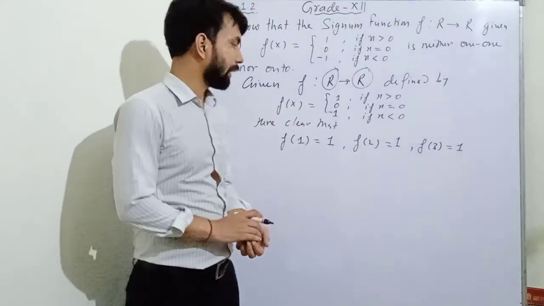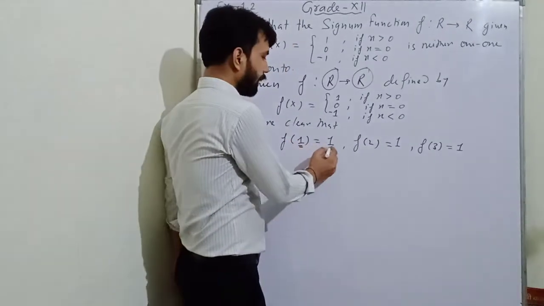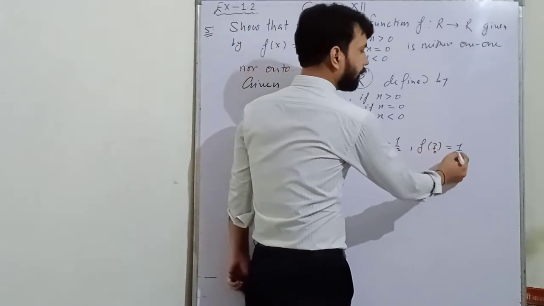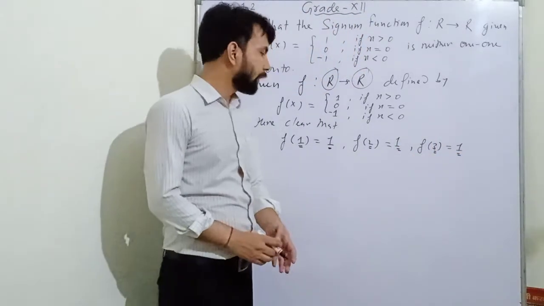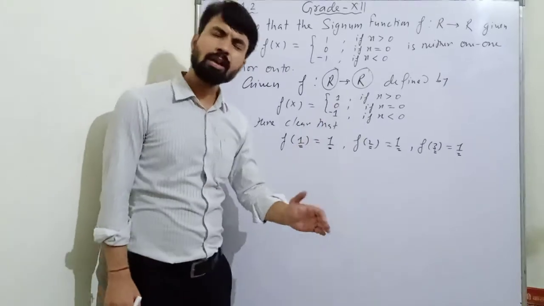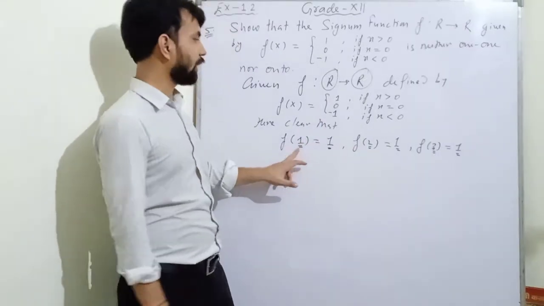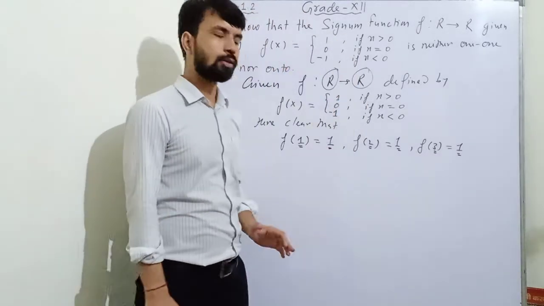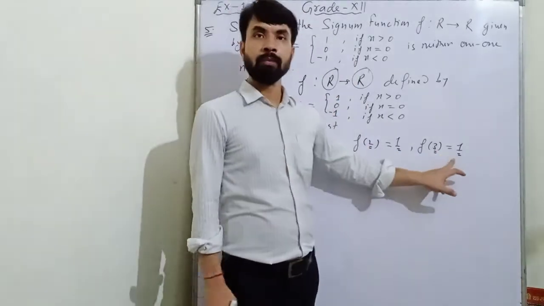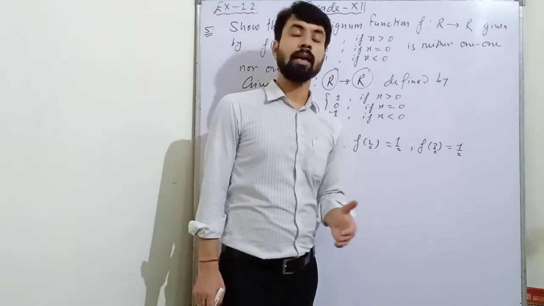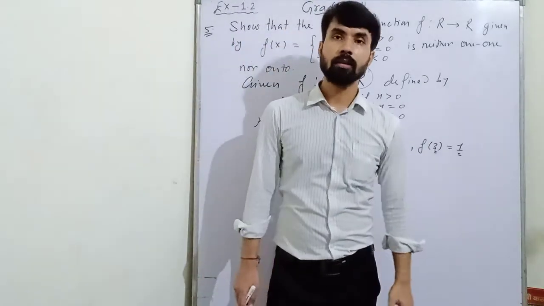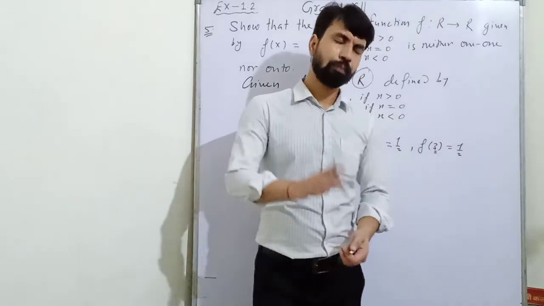So f(1) is 1, f(2) is 1, f(3) is 1. So here clear that the image of 1 is 1, the image of 2 is 1, the image of 3 is 1. So there are 3 or 4 or 5, there are so many different elements like 1, 2, 3 which are having the same image in its codomain, that is 1. So if different elements are having the same image in its codomain, then the function is not 1-1. You know that now? Okay.